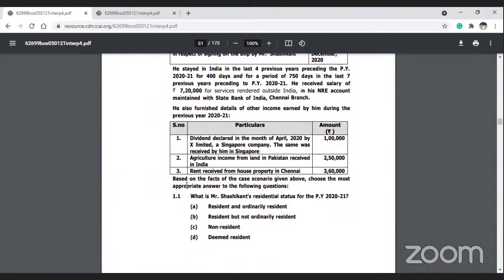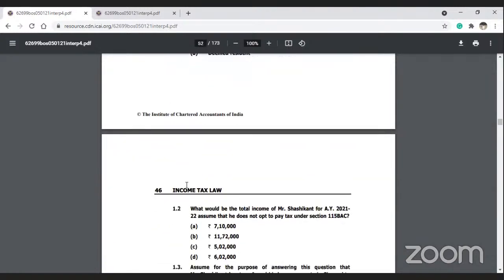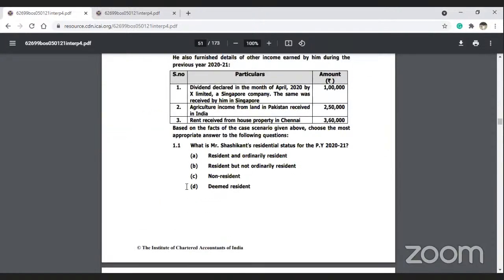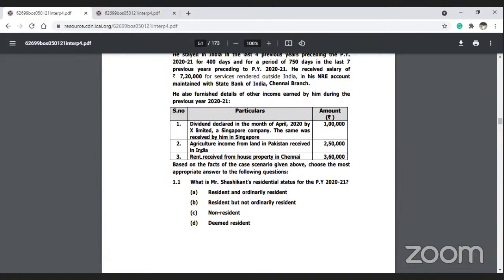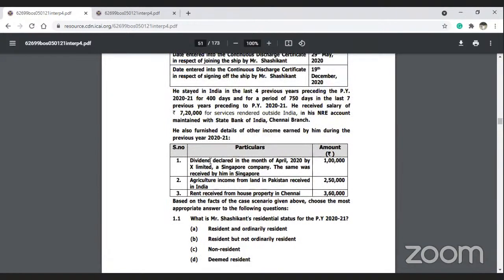We'll check the options range. Okay, we'll keep that 7,20,000 on hold. First, we'll calculate the other things. Because dividend declared in the month of April by a Singapore company and received in Singapore. So he's non-resident, so this won't be included.